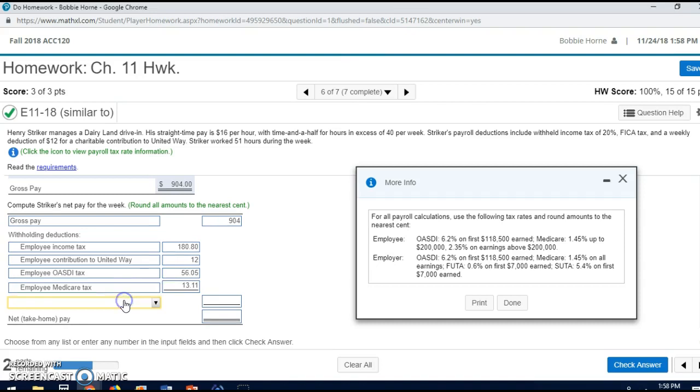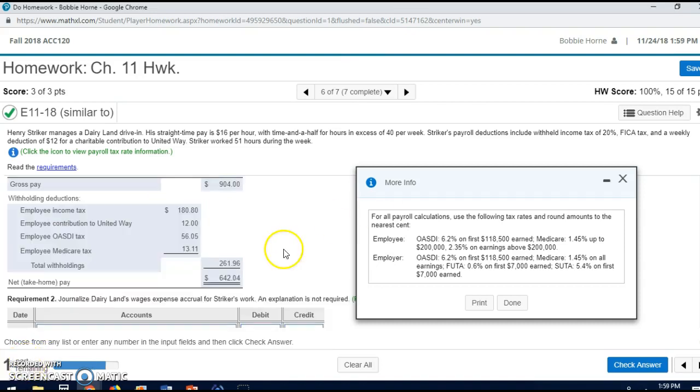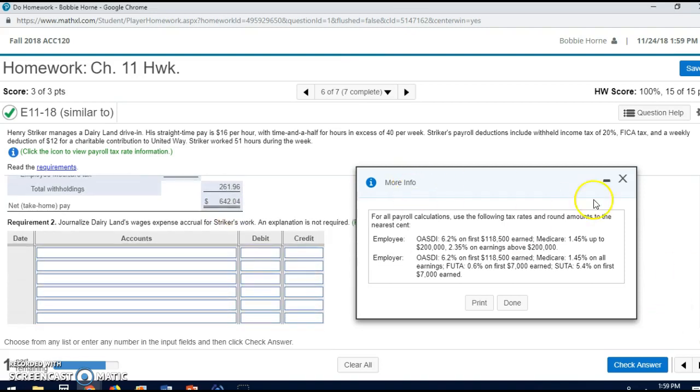And then we need to get total withholdings. So if you add these up, and when you're doing the percents over here for the employee, 0.062 times the gross pay number, and then the Medicare is 0.0145 times the 904. And then you're going to add these up, and these are the withholdings. So this is the actual take-home pay when you subtract out the withholdings.